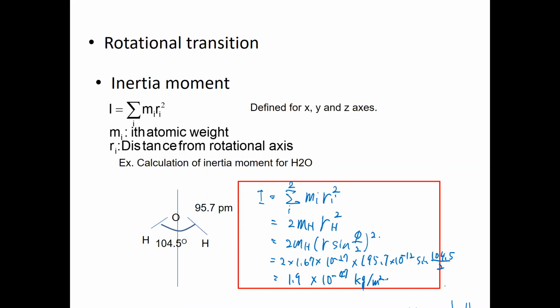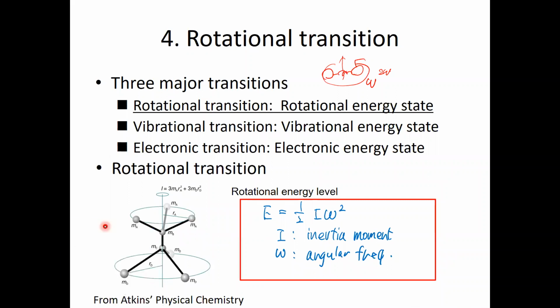So this inertial moment can be calculated once you define the rotational axis. And what we are doing here is trying to obtain the rotational energy, which is given by 1/2 I omega squared. So we just showed an example of how to calculate the inertial moment when the rotational axis is given.